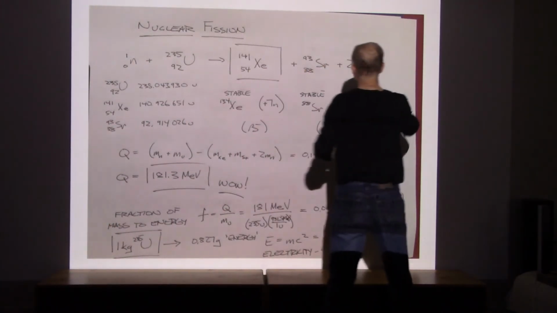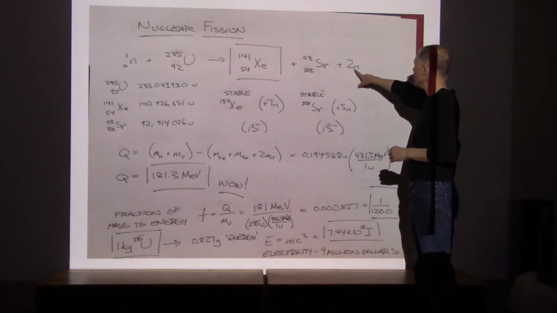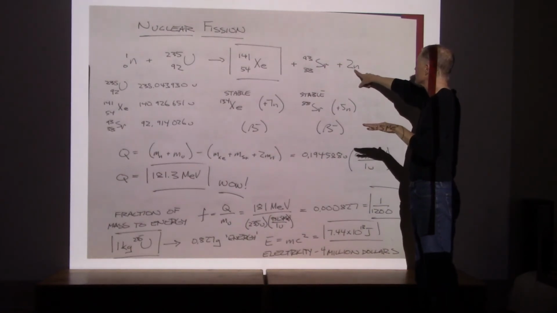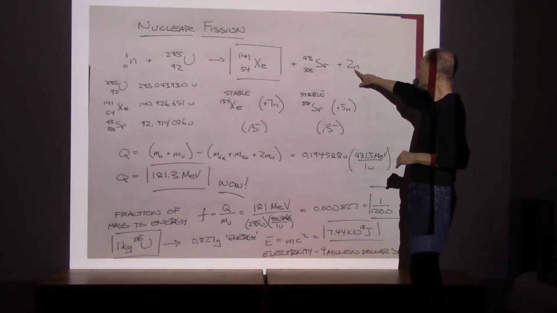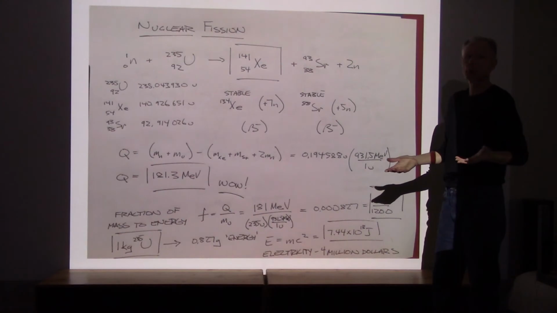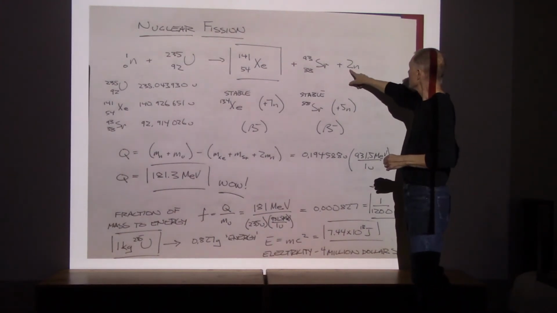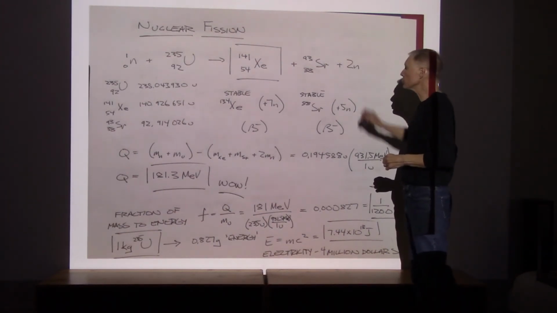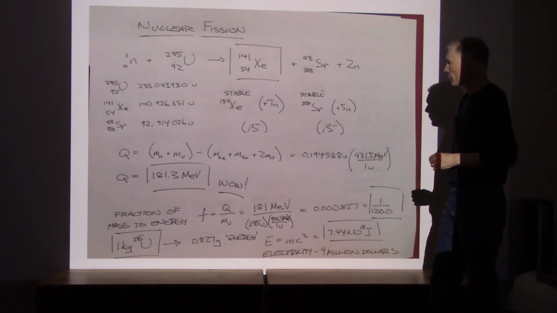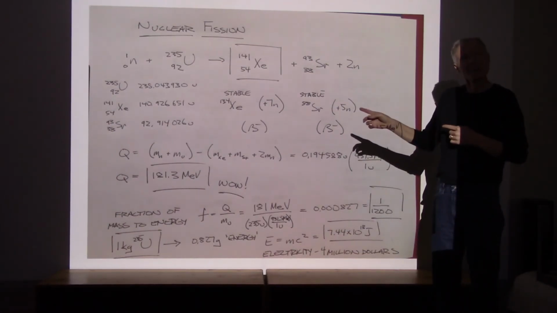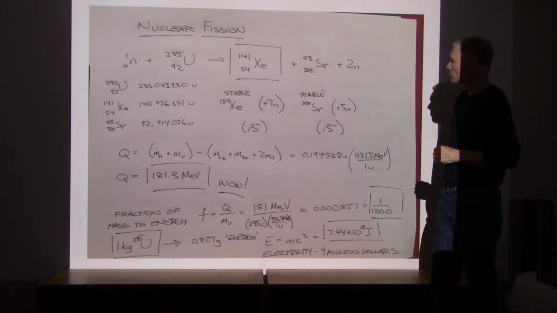And we typically end up with more than two. This is a low number of neutrons coming out. I think on average it's like 3 or 4 neutrons that come out of each reaction. And so some number of neutrons will also come out of the reaction. So that's what the nuclear fission looks like as an example.